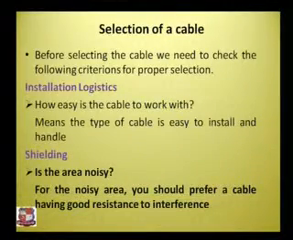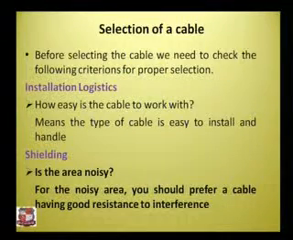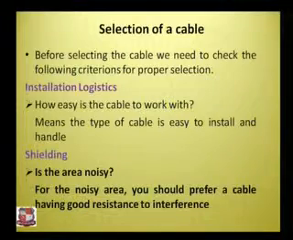Then the shielding: the type of shielding that it is using, again depending on the type of environment your application is in, you should go for that kind of cable. If the area is noisy, you should prefer a cable having good resistance to interference. So it will be a fiber optic cable that you can use. But the problem with fiber optic cable is that it is quite expensive, right?